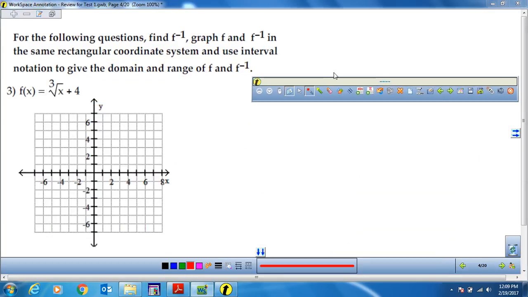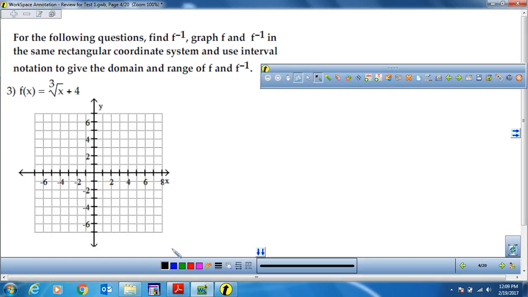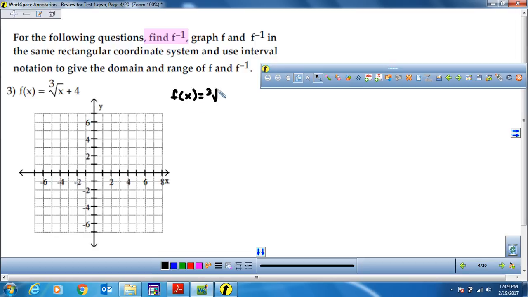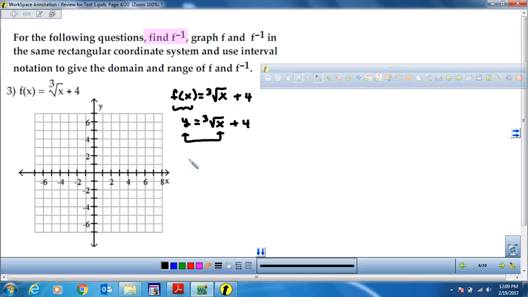Now we are going to do the same thing here. First thing that we got to do, of course, is find the inverse of the function f of x again. Okay, let's start with that. So f of x equals the cube root of x plus 4. First of all, remember the 4 steps: we need to switch the f of x to a y. So y equals the cube root of x plus 4. Then I have to switch the x and the y. That's step number 2. Interchange x and y. So that gives me x equals the cube root of y plus 4.